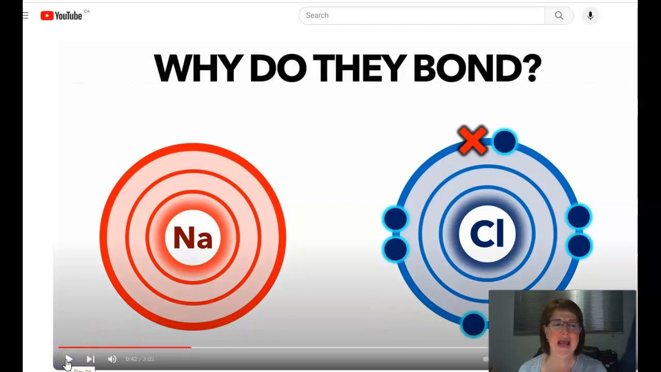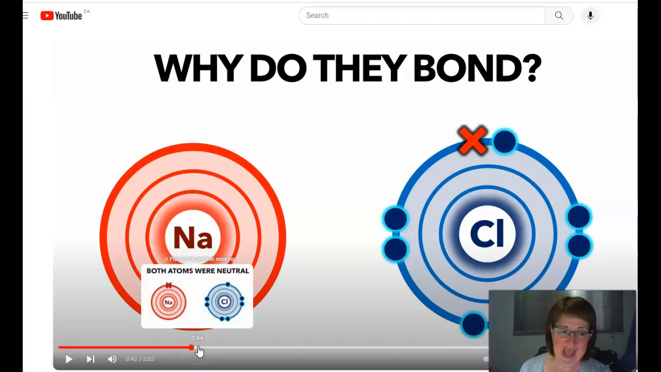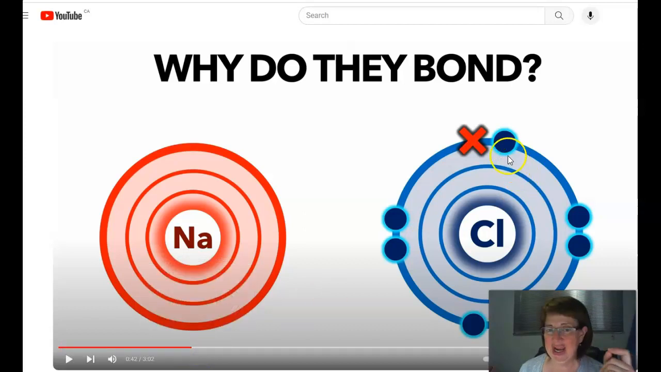Okay, so let's see what happened here. What we had is sodium, which had 1 electron in the outer energy level, and chloride, which had 7. 8's the magic number. So 1, the outer one from sodium, leaves and joins chloride. Now, because sodium lost a negative, it becomes positive. And because chloride gains a negative, there's now more negatives than there are positives, so it is negative.